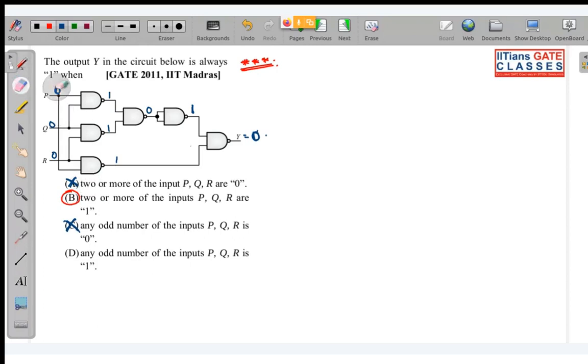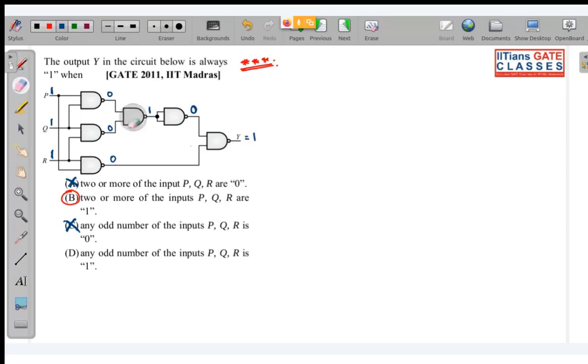Now, any odd number of inputs of PQR is 1. So let me take first all the 3 inputs as 1. So this will be 0, this will be 0, this will be 0. This will be 1. And if this is 0, obviously this is going to be 1, because if any one of the inputs of a NAND gate is 0, the output will immediately be 1.